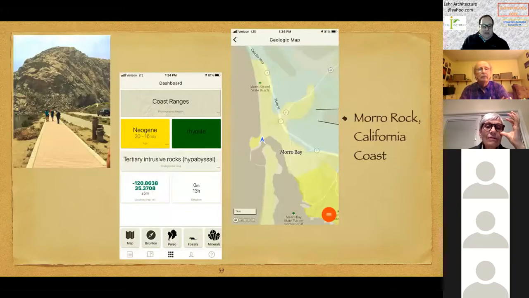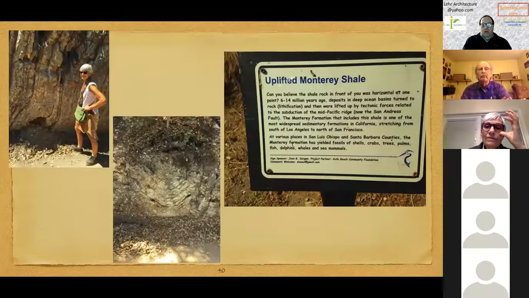Our son lives in California, so we did go all the way to California and spend some time in the Coast Ranges. This is the very famous Morro Rock. It's a kind of tourist destination. A lot of sea otters there. People like to go and look at the otters. And there's some more of the Coast Ranges. A lot of interesting geology there.